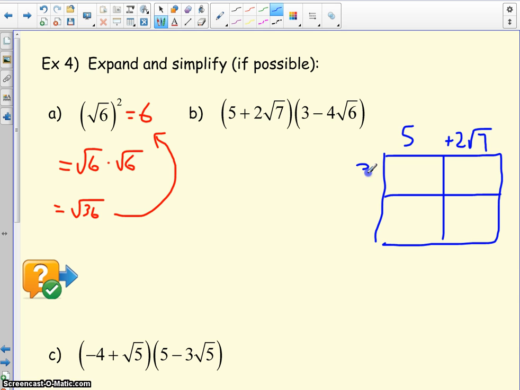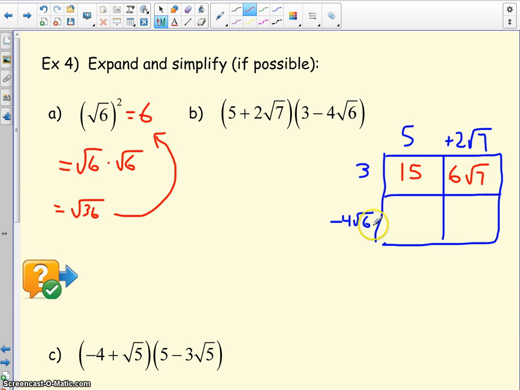And here I'm going to have 3 minus 4 root 6. And again, I'm just going to use my array, use multiplication to fill out all these boxes here, and it'll tell me what my final answer is going to be. So I'm going to do 5 times 3 to give me 15. 3 times 2 root 7. Well, 3 times 2 is 6, so you get 6 root 7.